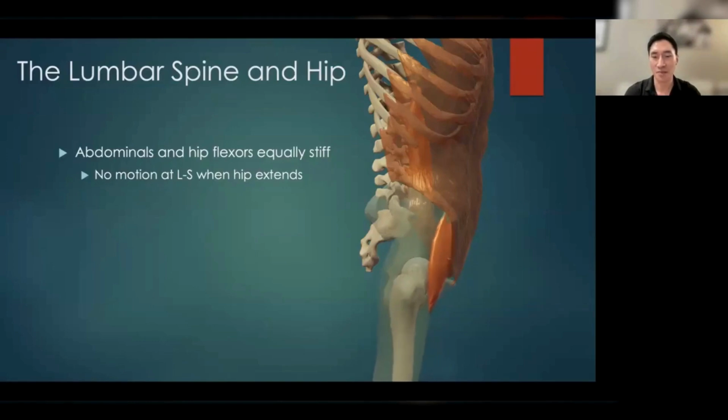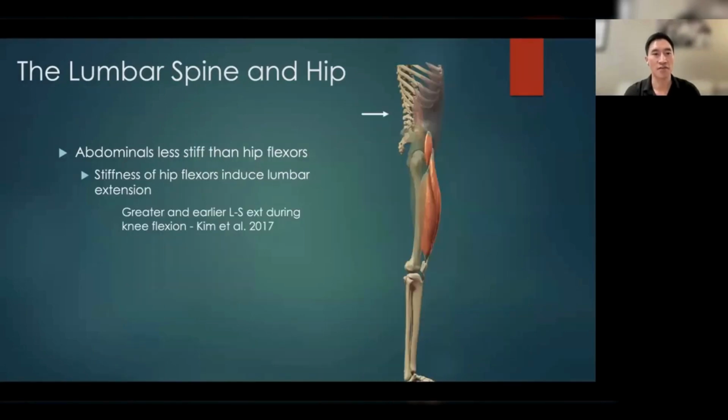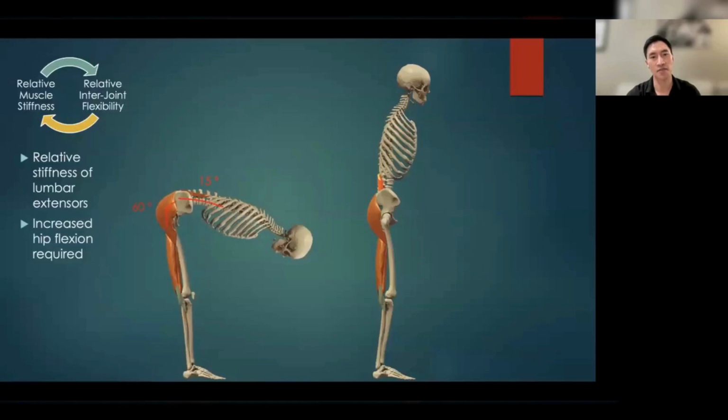And so I extend the hip as in gait, for example, and I get no motion of my lumbar spine when my hip extends. So they found if you have relative stiffness of the hip flexors, such as the rectus femoris, when you do active knee flexion or knee flexion prone, you will get greater, earlier lumbar extension. So here you might get 15 degrees of lumbar flexion, 60 degrees of hip flexion.